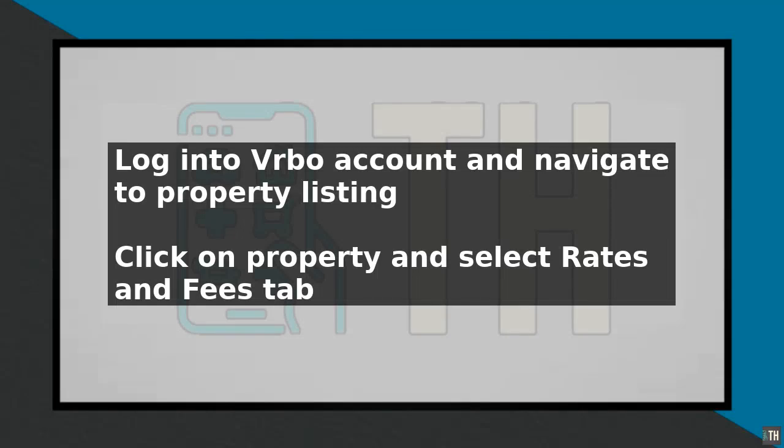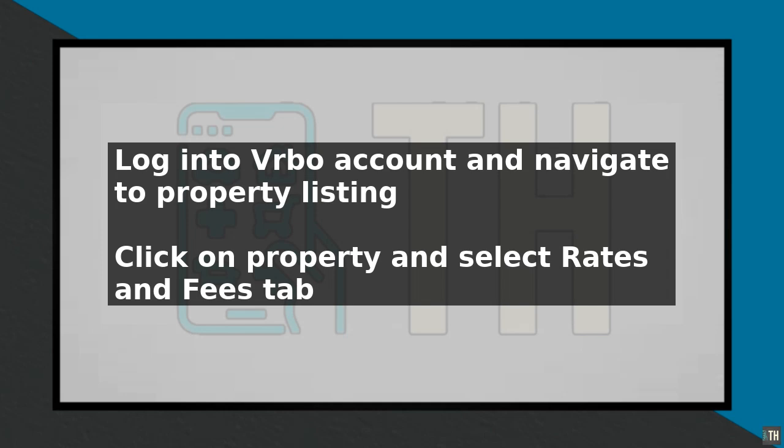To add a cleaning fee on Vrbo, start by logging into your Vrbo account and navigating to your property listing. Click on the property you want to add a cleaning fee to and select the Rates and Fees tab. In this section, you will see a list of available fees, including the cleaning fee option.